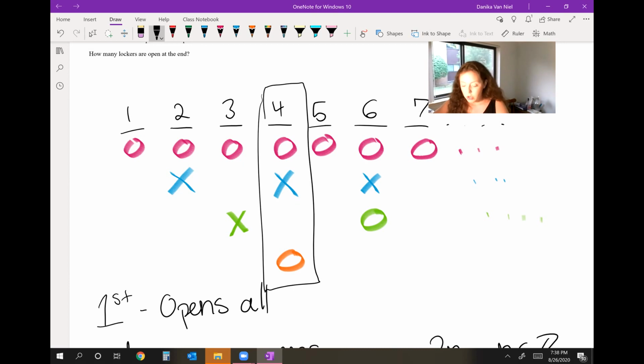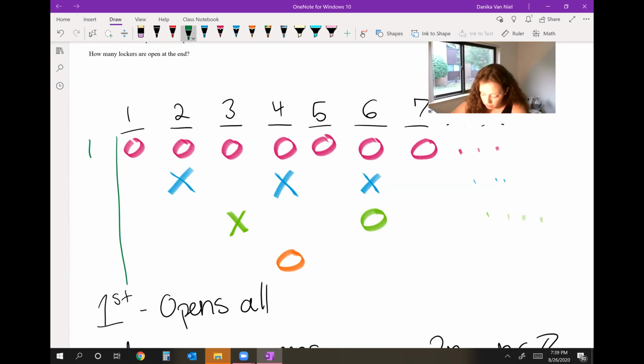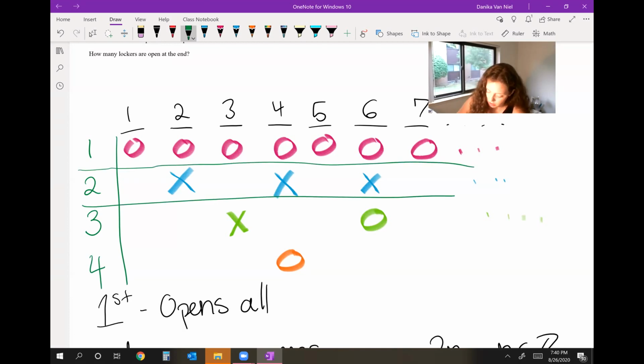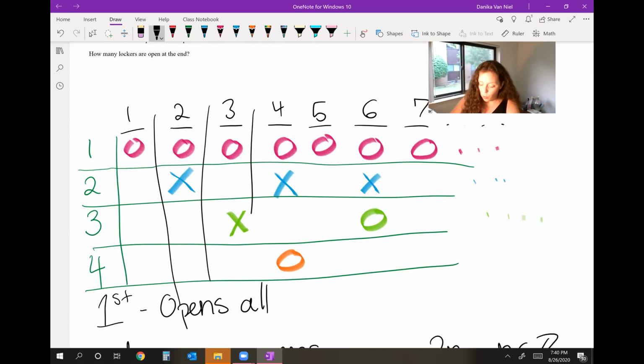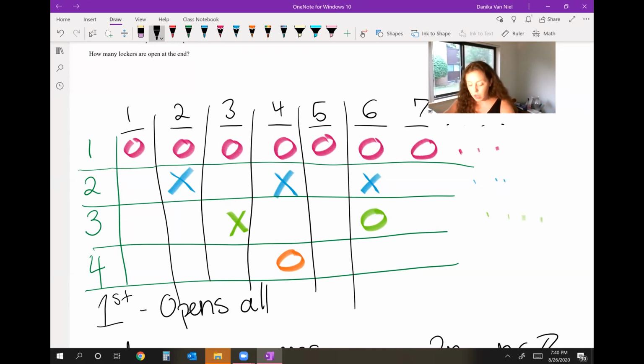Okay, so let's think about how we can do that. So I'm just going to label first student, second student, third student, fourth student. Okay, so now let me also make lines. Okay, so what can we recognize with who has what marked off?